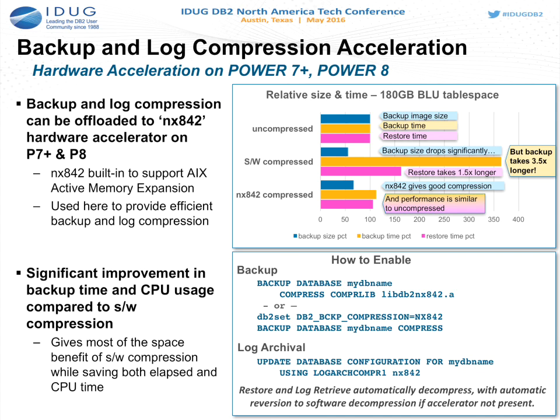This just shows you how to exploit it or how to invoke it. You can do this on the command line, a backup command line through that incantation I'm showing you there. Or you can set a registry variable, which would result in your existing scripts, which might be specifying software compression, to now use this hardware compression. And by the way, this is also possible with log archival compression. All right? So you get some nice improvements there.